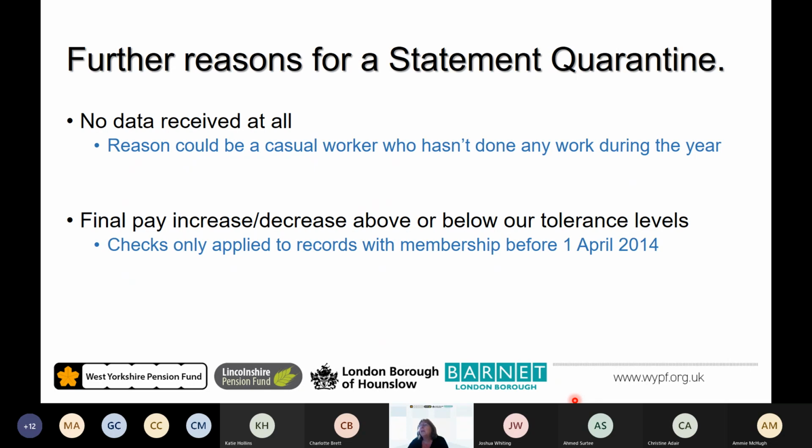Further reasons: no data received at all. Certainly during furlough, we did have casual workers that didn't do any work at all during the period because they were furloughed. Final pays increased or decreased above or below our tolerance. We're only going to be checking those people that have got pre-2014 service. It may be that somebody's had a massive promotion. We're just double checking to make sure that that is correct, because obviously if we're projecting forward, we want to be projecting forward as accurately as we can possibly manage.